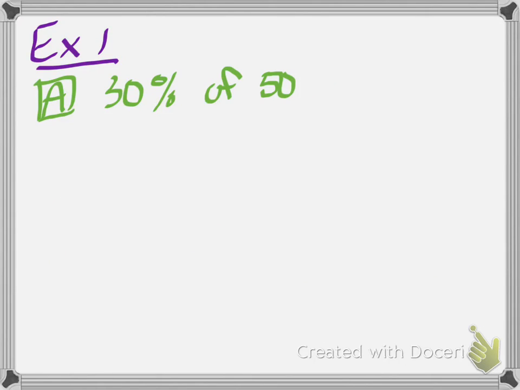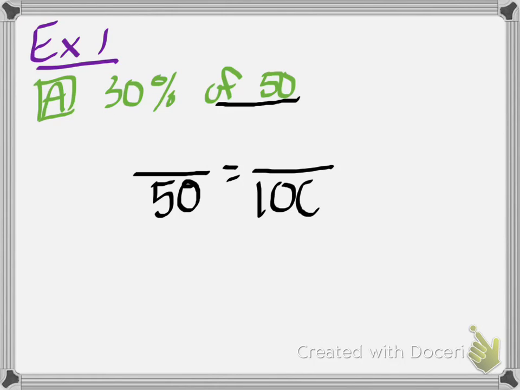Let's do an example. This is example 1a, 30% of 50. There's that word of, and of is always the denominator, so it's is over of, and of is 50, equals, this is always going to be 100 for the percent part, and then we have this 30%. We're missing this, so that will be our x. So what is 30% of 50?